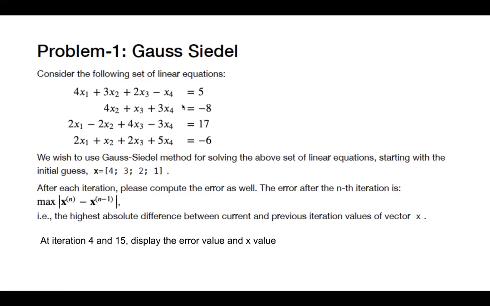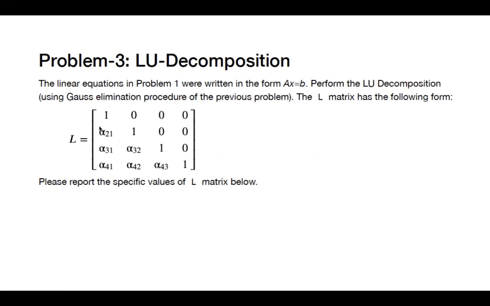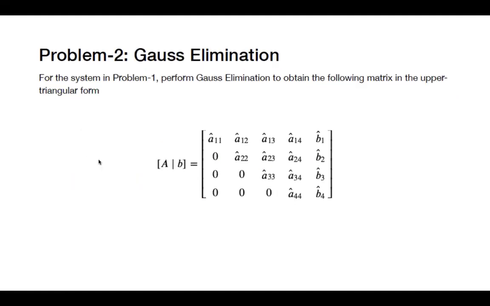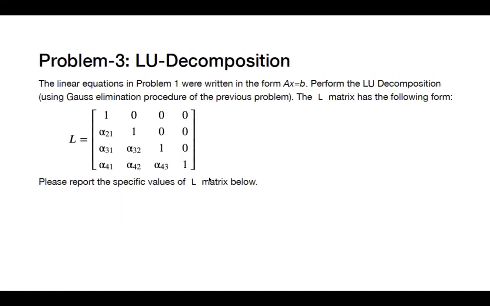Now you have to do the same matrix with Gauss elimination. In Gauss elimination, you have to tell me what each element is: what is A11, what is A12, what is A13, and so on. Once you do Gauss elimination, also make sure that you save the values of alphas like this to get L. So these are the three problems. First is Gauss-Seidel. Same problem, you have to do Gauss elimination. And the same problem, while doing Gauss elimination, save your L matrix.